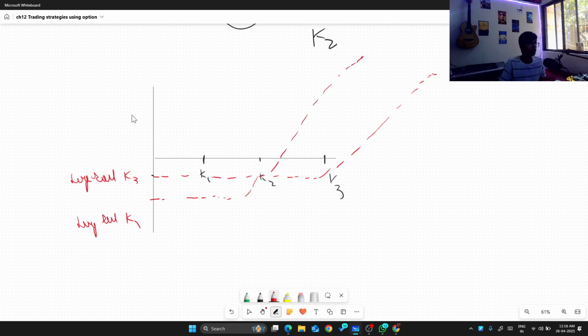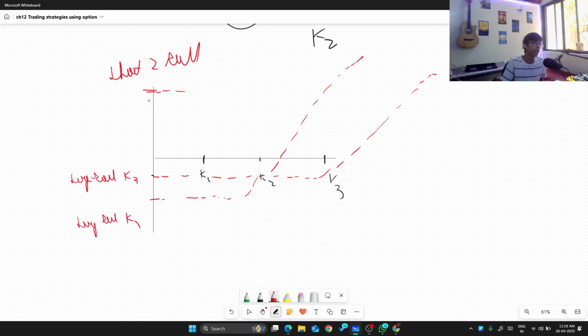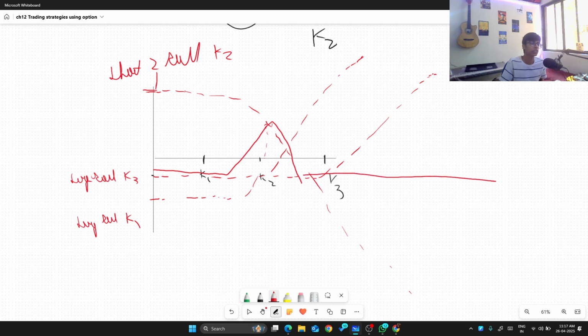right? Then we will short two calls, right? We are on at K2, and that will go like this, and the final payoff would be like this. There is a spike, it is also called a spike option, spike strategy, and this would be at K2, sorry, K2, and like this.